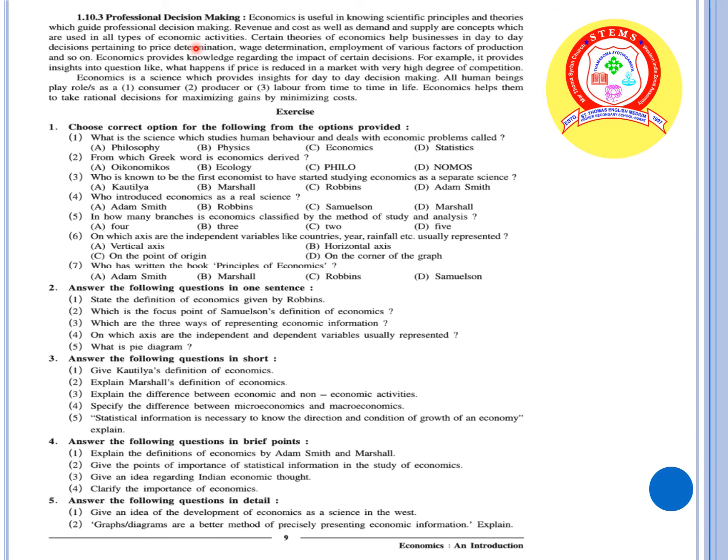So what it is saying is that economics is useful in knowing the scientific principles and some of the theories which are a guide to professional decision making. Some of the scientific principles and theories made by the most known economists are helpful in making professional decisions. Now revenue and cost, as well as demand and supply, are some of the important concepts which are used in all types of economic activities.